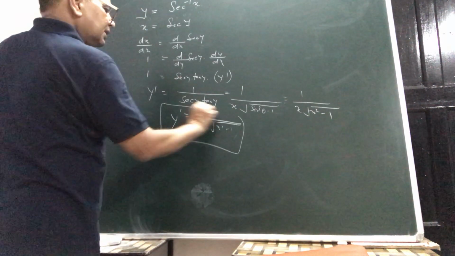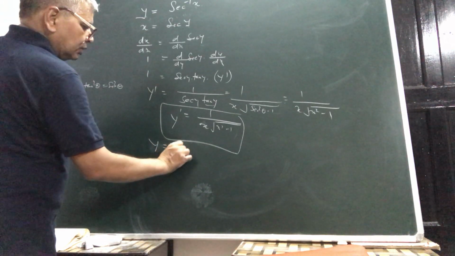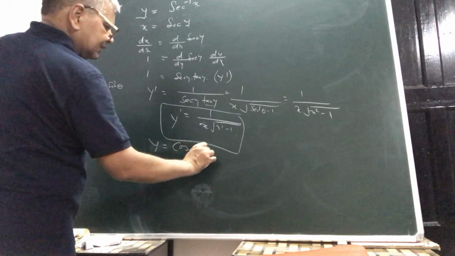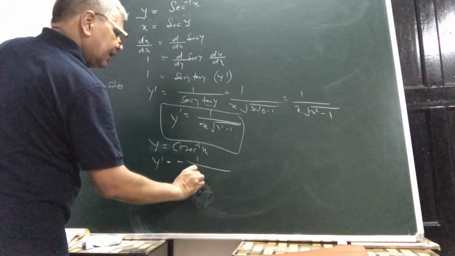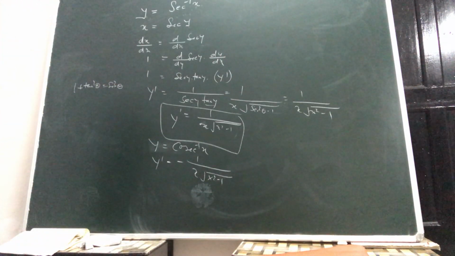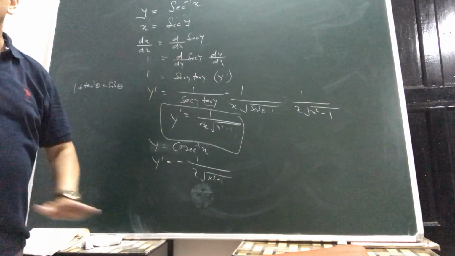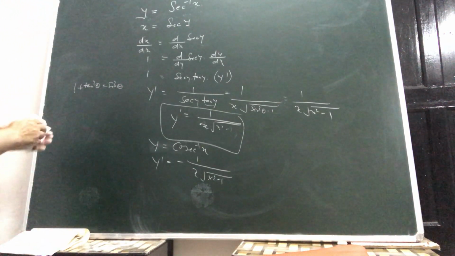Likewise, if y is equal to cosec inverse x, then you can show that y dash is equal to minus 1 upon x under root x square minus 1. So these are the standard formulae, you have to remember them, and based upon this, we will try certain questions here.